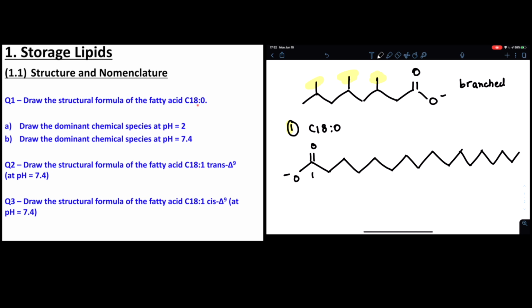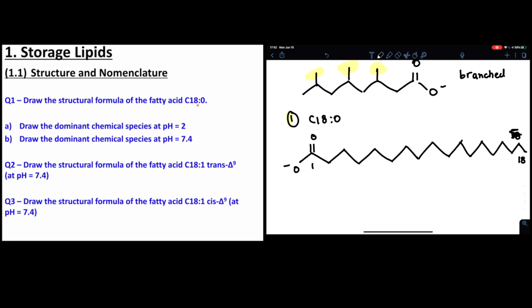So this is carbon 1. This over here is carbon 18. Let's just double check. 1, 2, 3, 4, 5, 6, 7, 8, 9, 10, 11, 12, 13, 14, 15, 16, 17. Whoops, we are missing one there. There we go, that's carbon 18. Okay, so that's C18:0. This is a saturated fatty acid. And it wants us to draw the dominant species at pH 2.